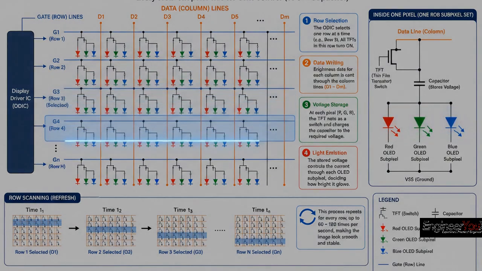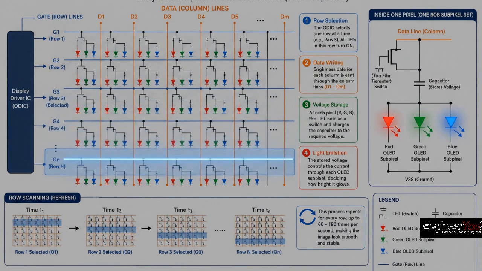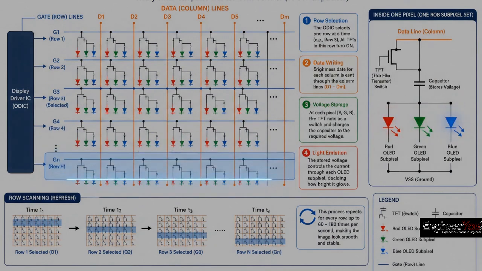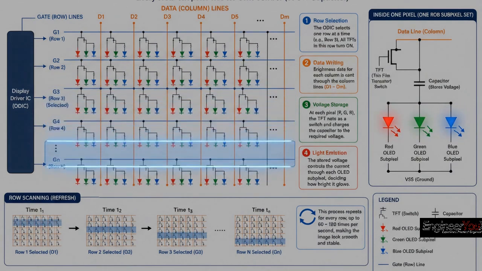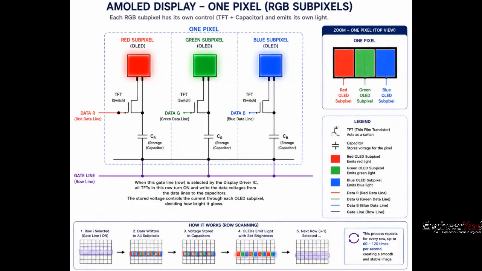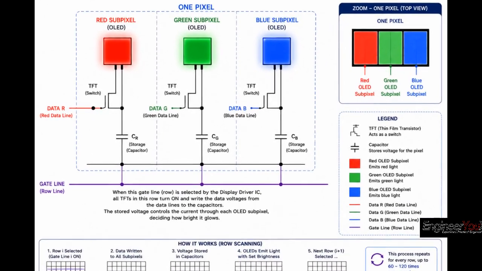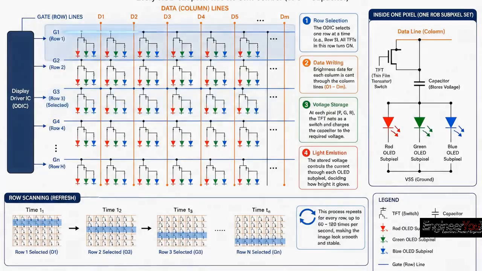The display driver IC refreshes one row at a time while sending brightness data through the column lines. At each row and column intersection, a tiny TFT transistor stores the required voltage in a capacitor. This voltage controls the OLED subpixel's brightness. The process repeats up to 120 times every second, creating a smooth and stable image.